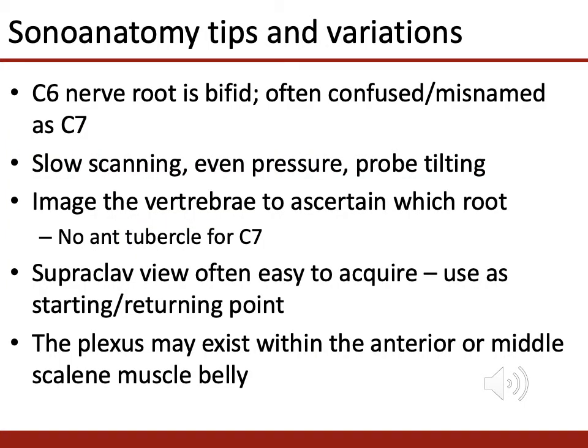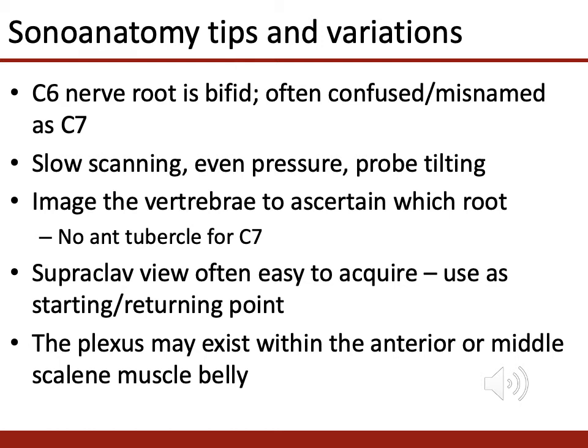So here are some tips to allow for successful scanning of the interscalene roots at the interscalene level. Some of these we've covered already, but we'll go through them again for clarity. As we've discussed already, the C6 nerve root is bifid, and it was often misnamed as C7. So it's important to know that graduation of knowledge has occurred, and we need to be able to differentiate between C7 and the bifid C6, and we do that, as we've mentioned, by correlating each of those nerve roots to their vertebral level.